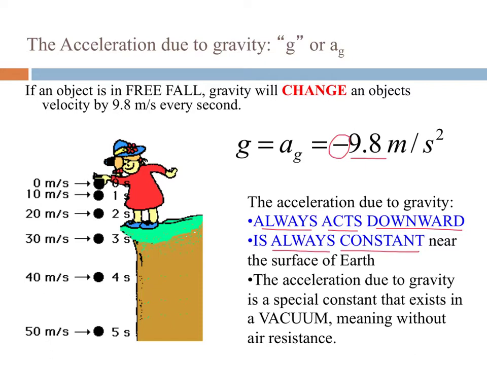Now, these situations are assuming that we're in a vacuum. What that means is we're in an area without any air resistance. We are eventually going to talk about situations where we have air resistance, but then we can't use our kinematic equations because our kinematic equations can only be used when acceleration is constant. When we have air resistance, our acceleration is no longer constant.